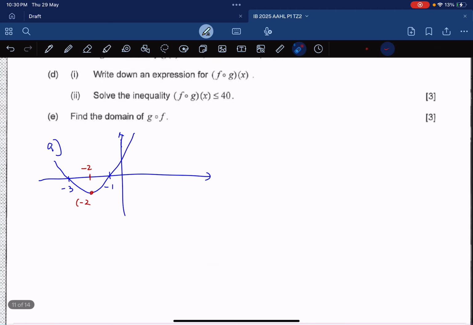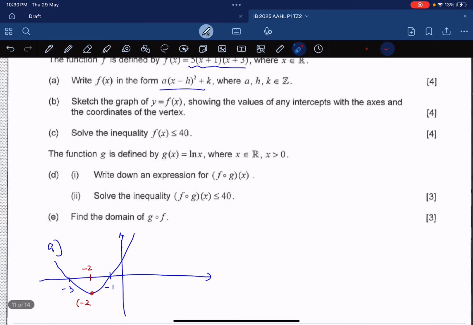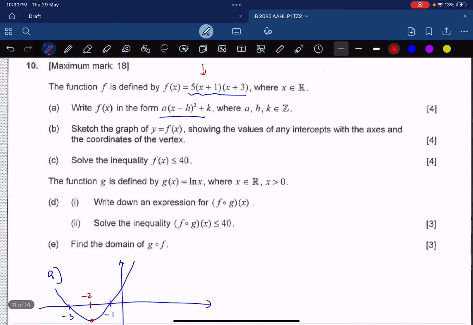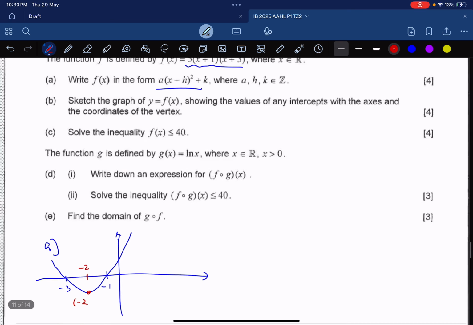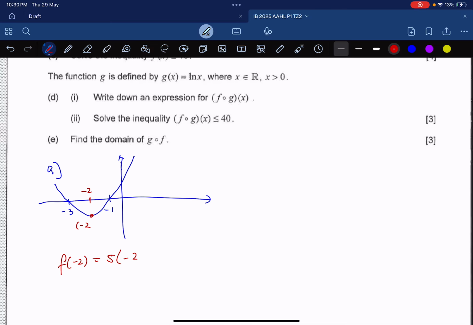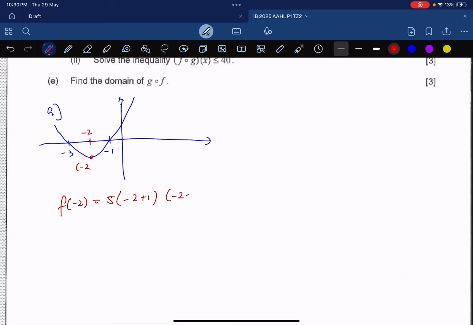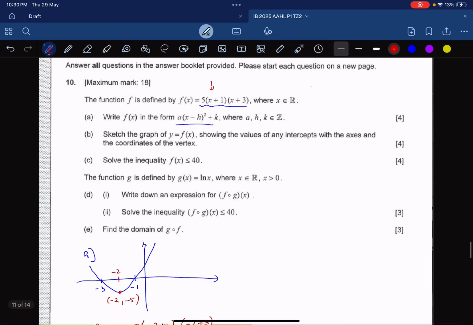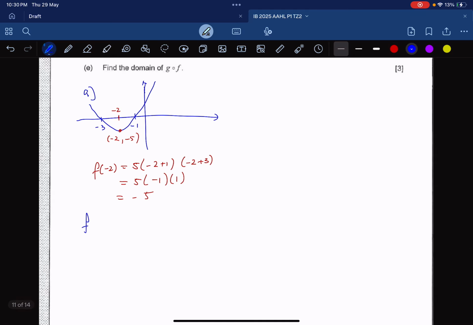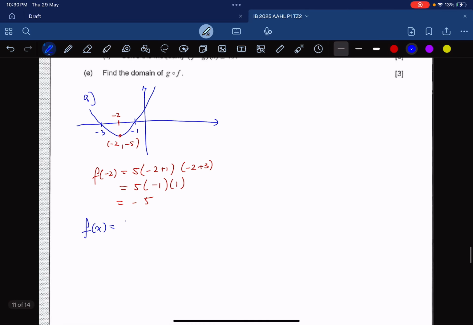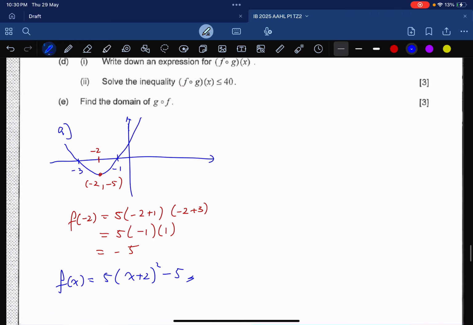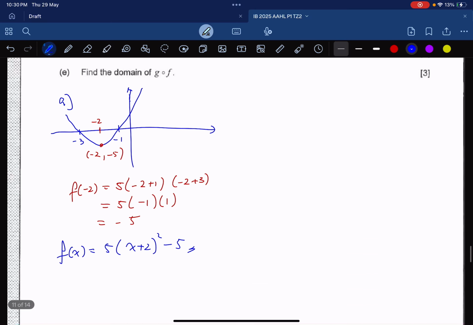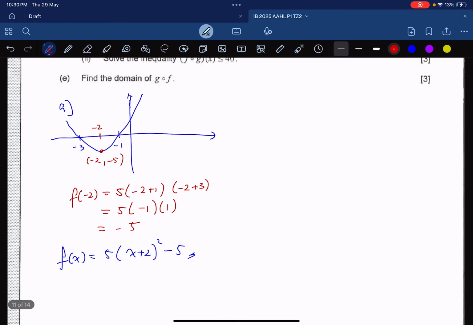Then we can find the coordinates by plugging -2 back into the equation. So f(-2) is 5 times (-2 + 1) times (-2 + 3), so 5 times -1 times 1, which is -5. Once we got that, I think the question is done. The answer is f(x) = 5(x + 2)² - 5. That's 4 marks already. So please make sure to sketch your graph out and find the respective numbers.